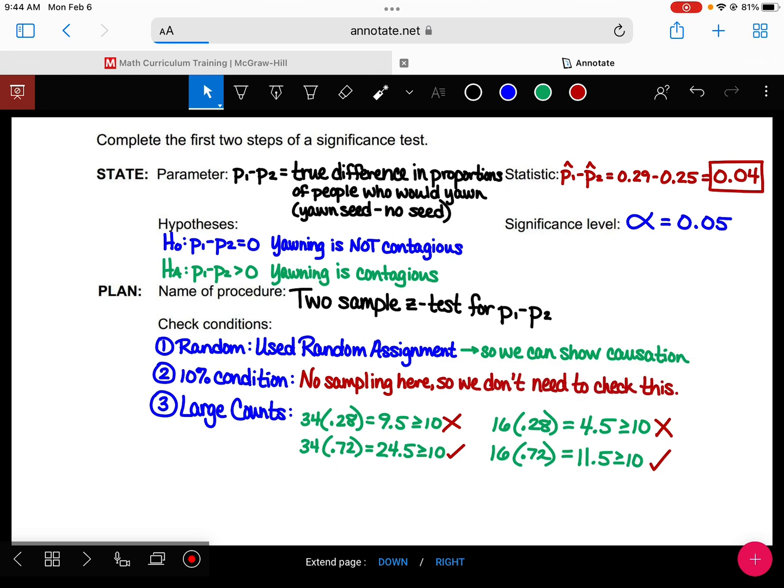Why does that matter? It's not approximately normal, so I can't use a normal curve to approximate this. That's why we did a simulation here. Tomorrow, you guys are going to want to do one of these start to finish with a partner or a small group.